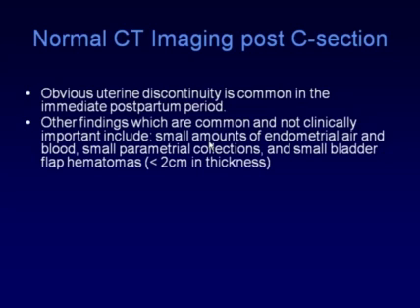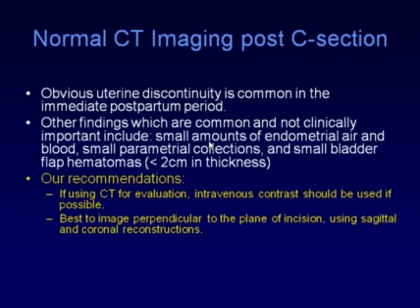On CT, in the immediate post-C-section patient, you can typically see the uterine discontinuity, and other common findings, which are really not important, include small amounts of air, small amounts of blood in the uterus, small parametrial collections, and small bladder flap hematomas. If they're less than 2 centimeters, they're within the range of normal.